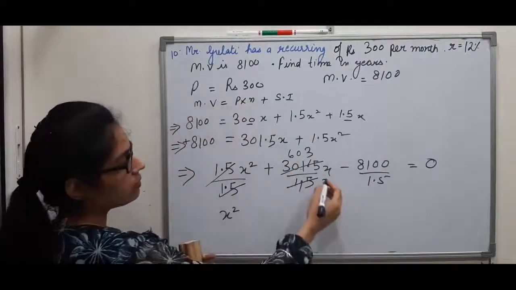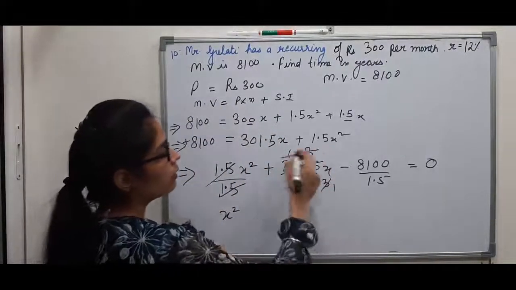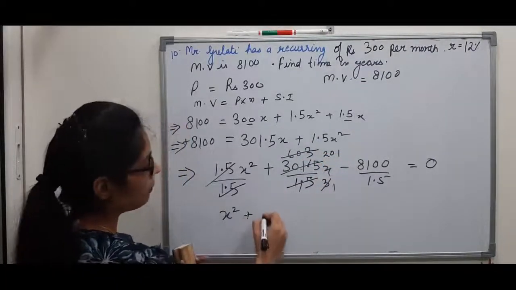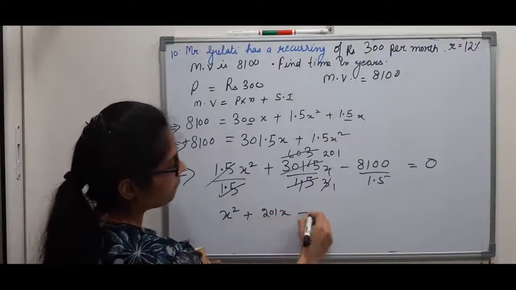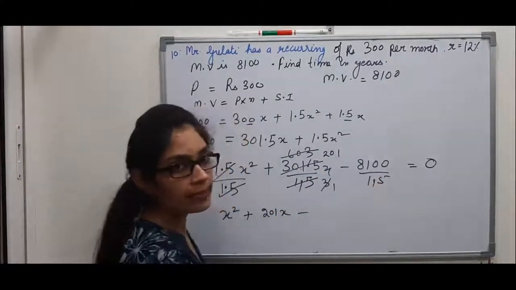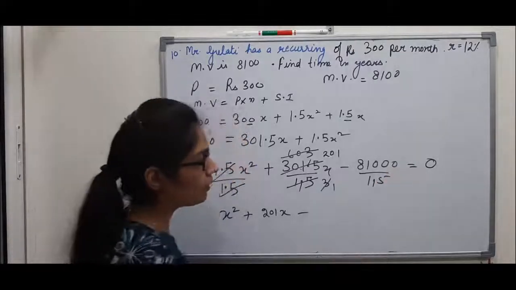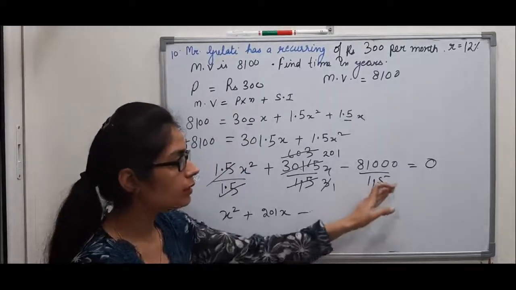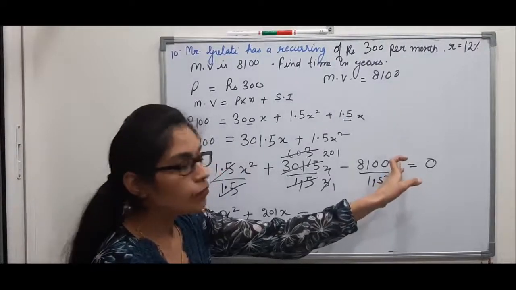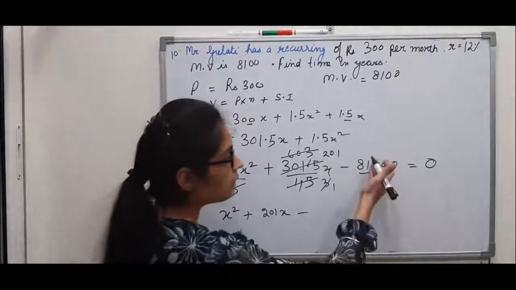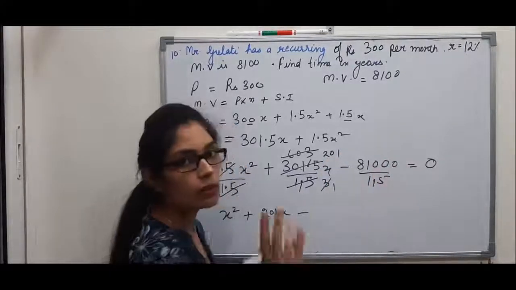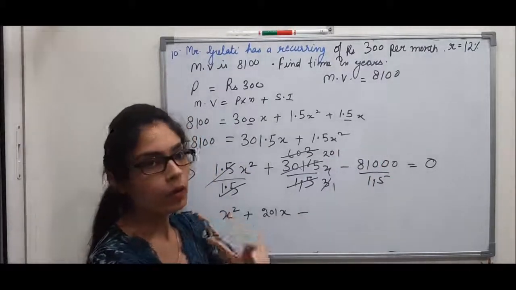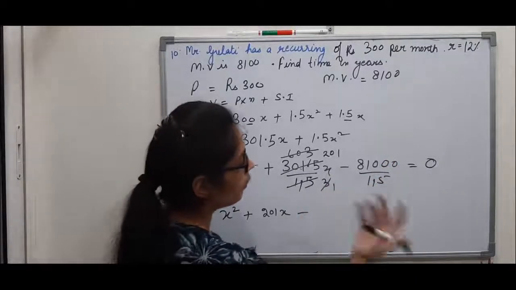Now again I can see this is a multiple of 3. 3 into 1 is 3, 3 into 2 is 6, 0 and 1. So I got x square plus 201 x minus this. If I remove the decimal, you can see I will put 10 over here. Only one number was there after decimal. On removing the decimal, you can add 10 over here. So if the number is in numerator, you can add the 0 in denominator. If you are removing 0 from denominator, then 0 will be added in numerator.